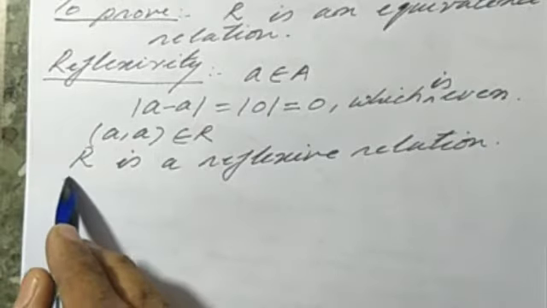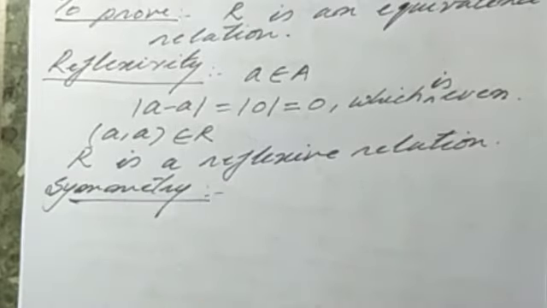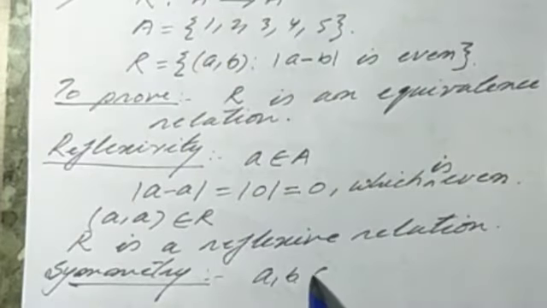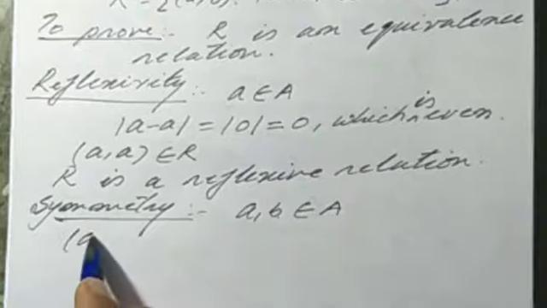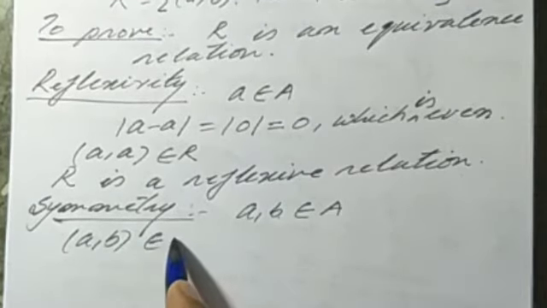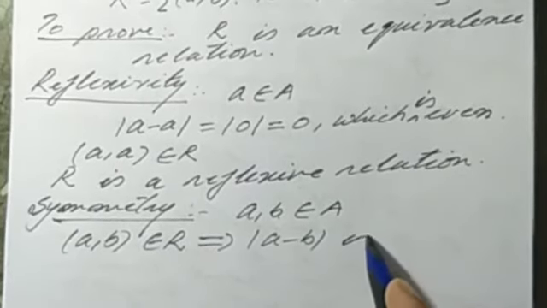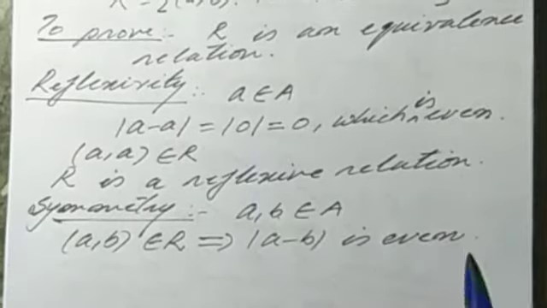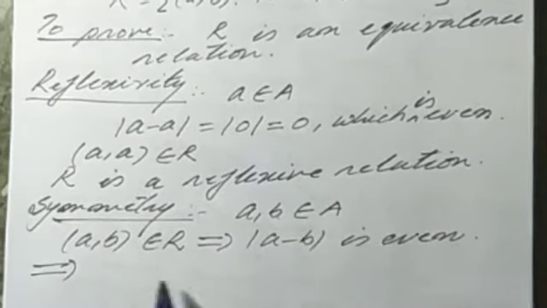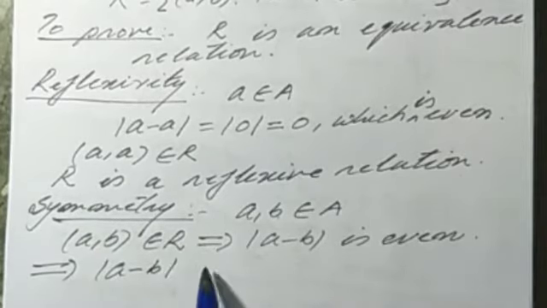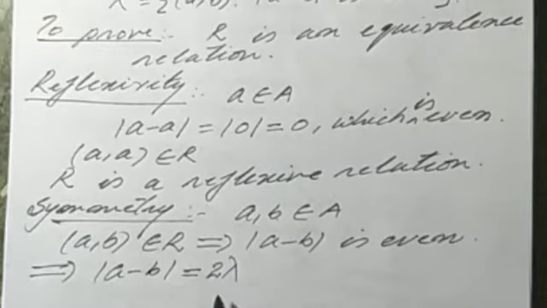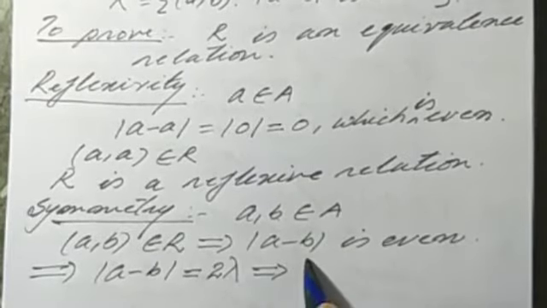Now let us talk about symmetry. Here we may take any two arbitrary elements out of these 5 from A such that (a, b) belongs to R. It implies that modulus a minus b is even. So if modulus a minus b is even, it may be written as twice lambda, meaning any multiple of 2.